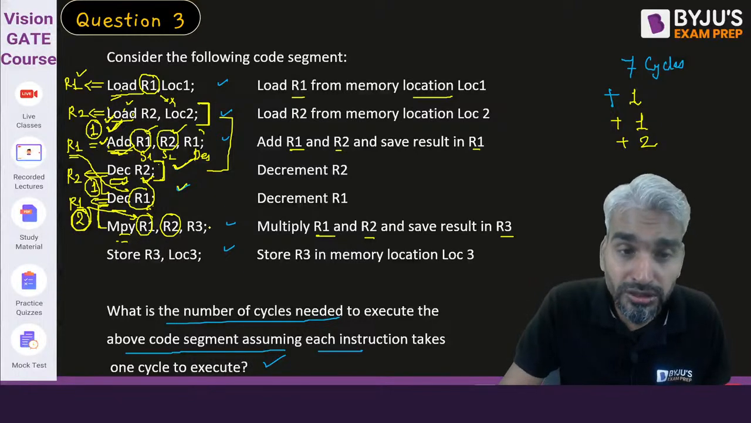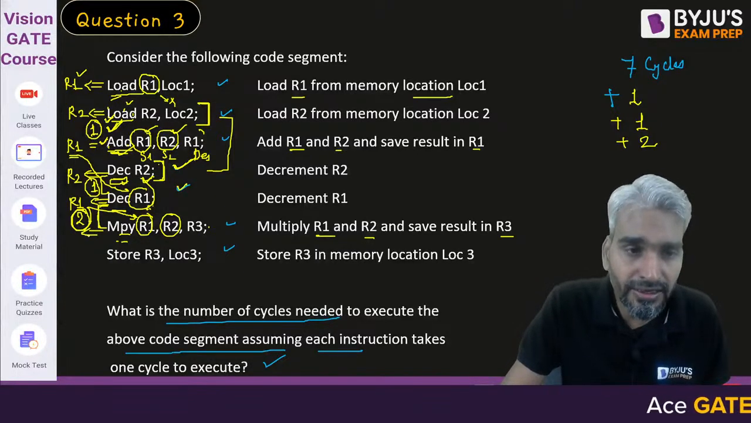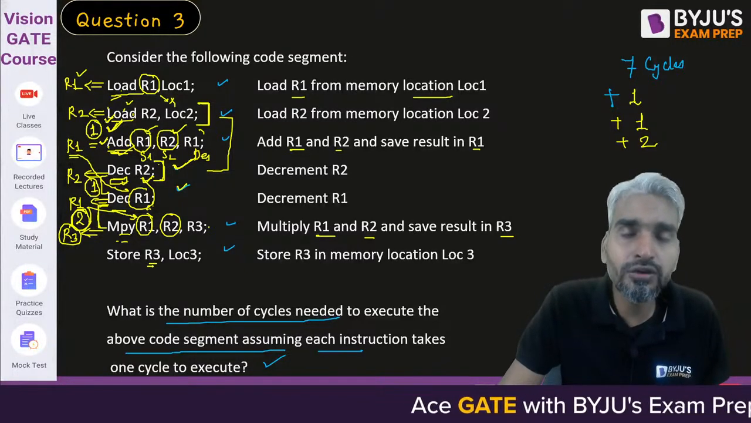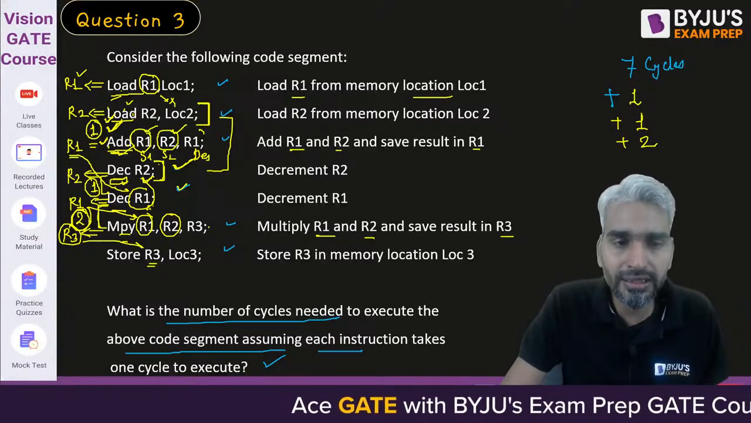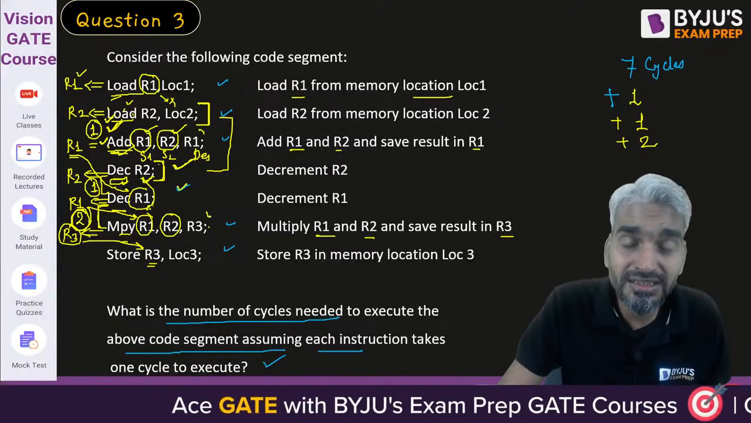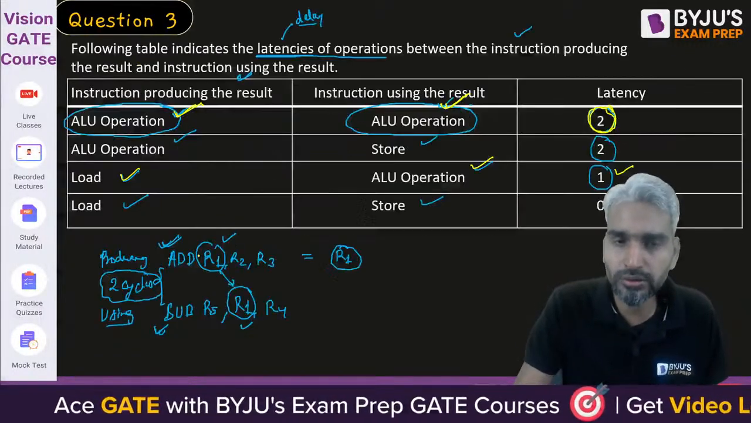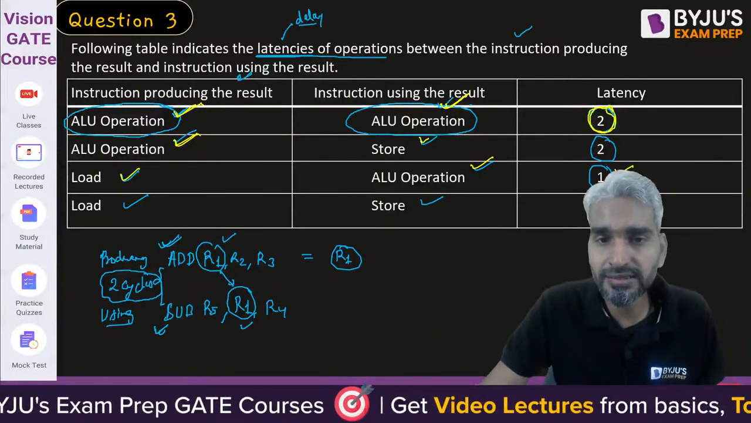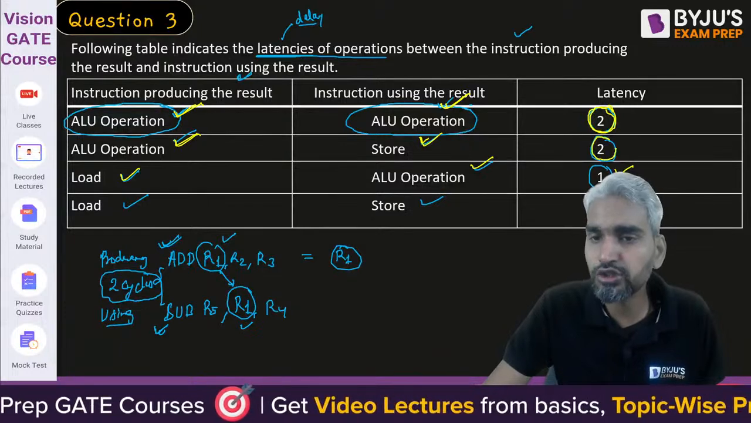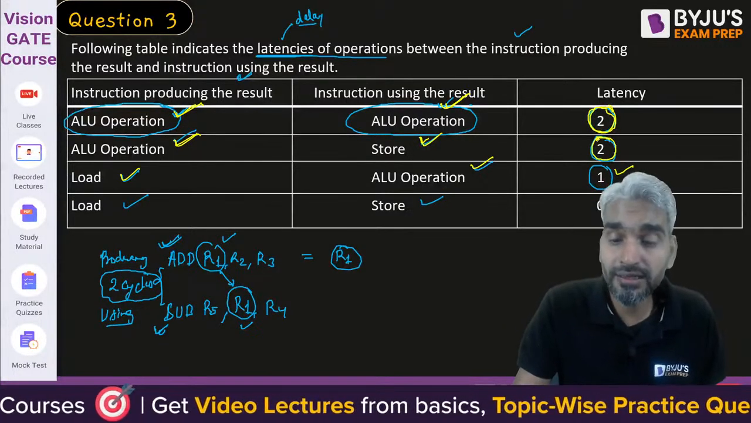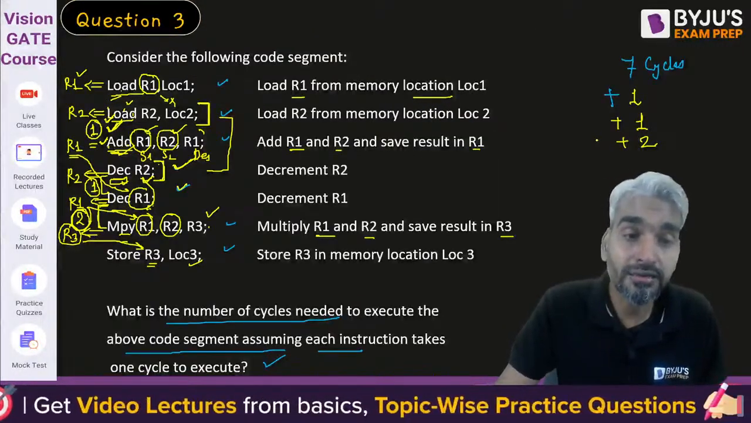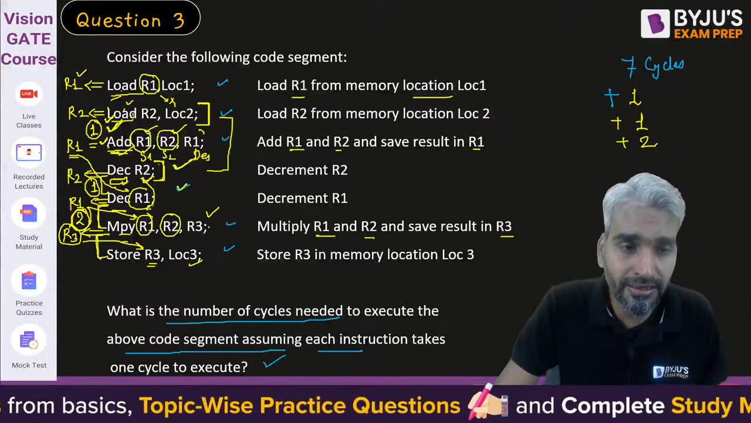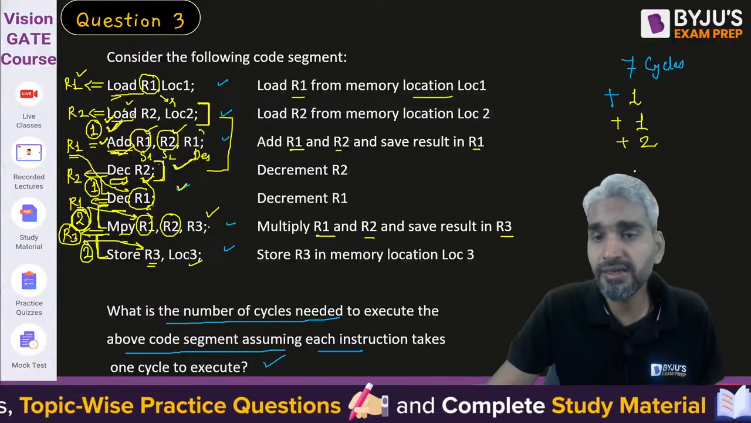Finally, it is producing the result in R3, and that particular R3 value is being used. This is an ALU instruction, and this is a store instruction. Again, there should be a delay of 2 cycles, right? So in between these two instructions, again, a delay of 2 cycles must be included.